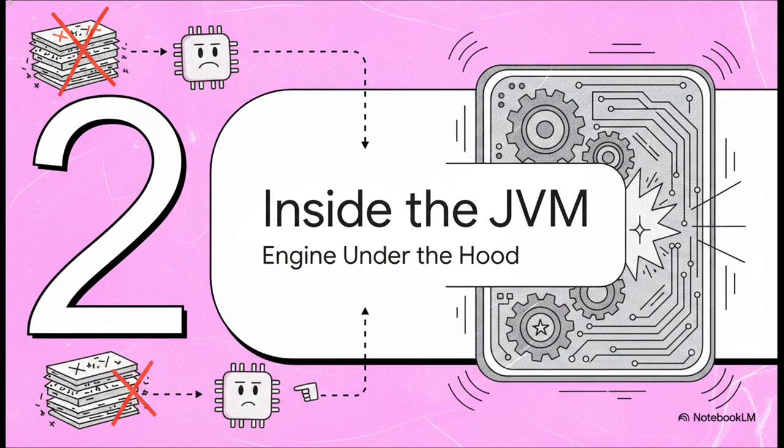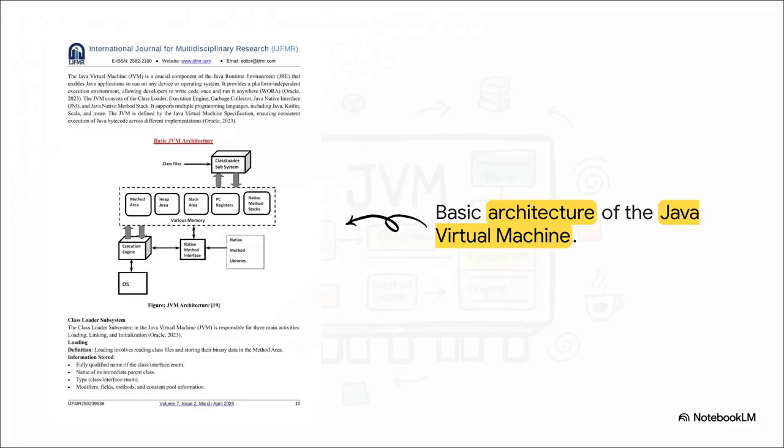Moving on to Section 2, inside the JVM, the engine under the hood. But here's the catch, and it's a big one. That bytecode is basically gibberish to your computer's actual hardware. Your CPU cannot read it at all. And that is exactly why it gets handed off to the true star of the show, the Java Virtual Machine.